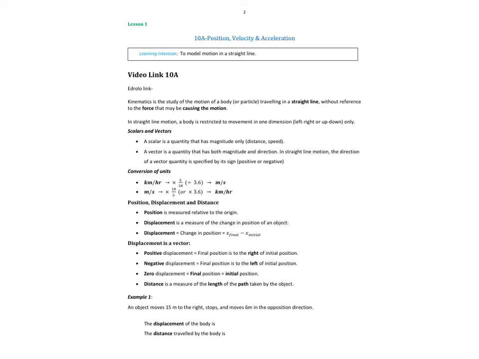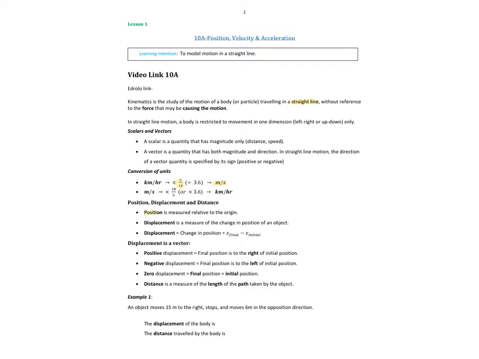All right, so kinematics is the study of the motion of a particle in a straight line. That's the key thing: we're just working in a straight line. I guess a few definitions. We tend to work in meters per second, but to convert from kilometers an hour to meters per second, we multiply by 5/18.